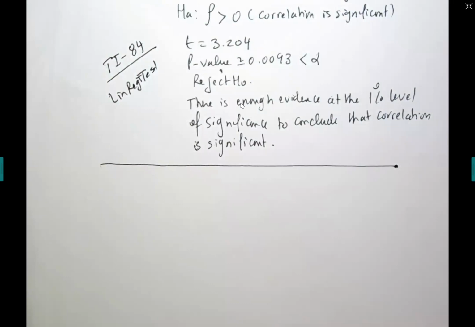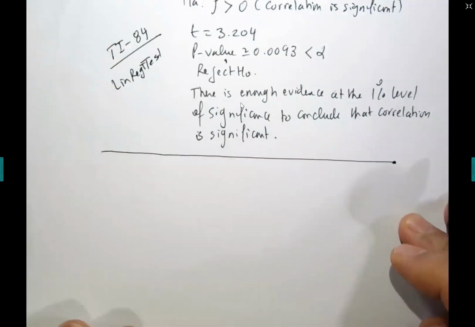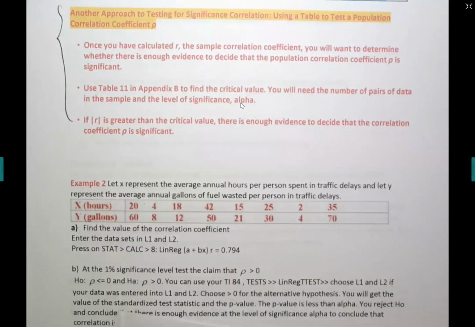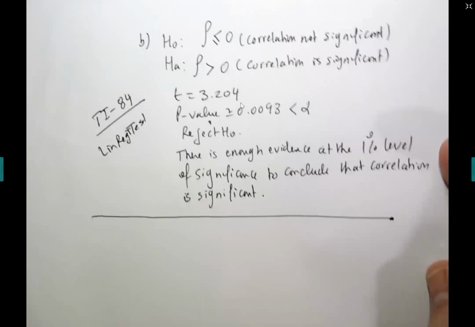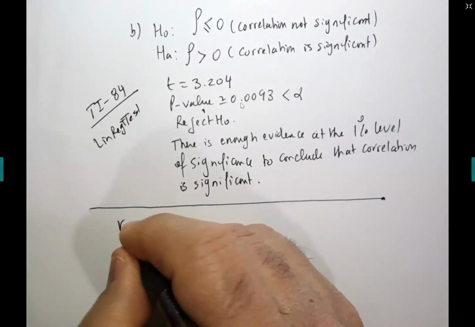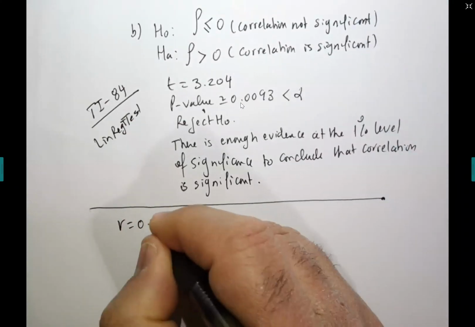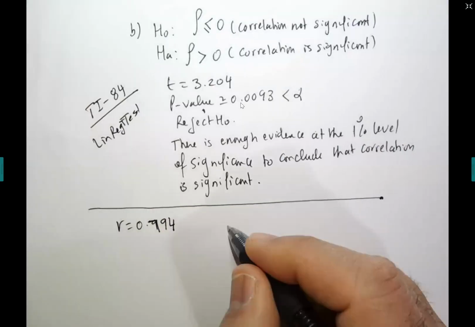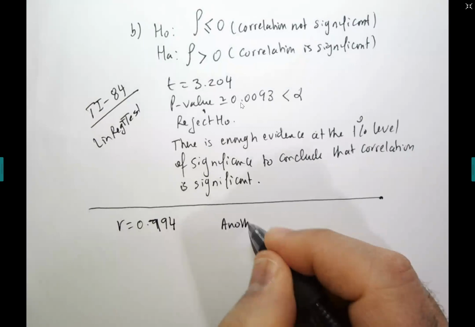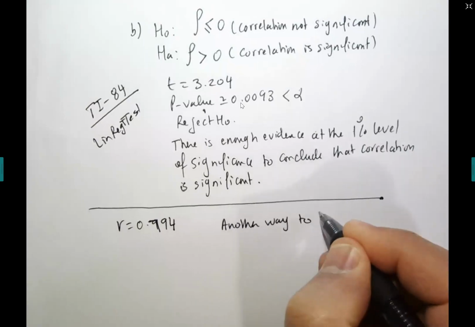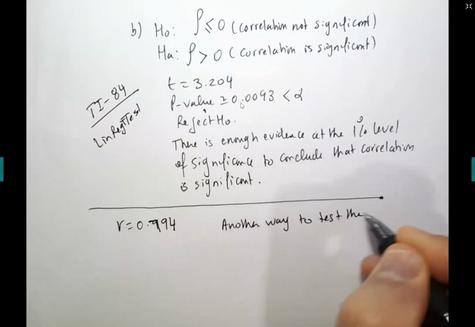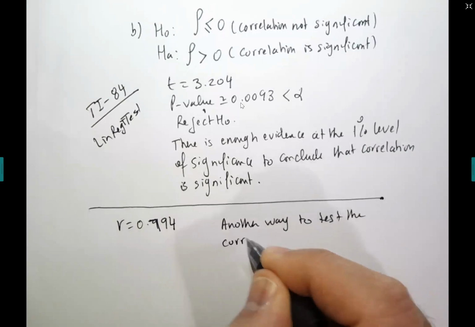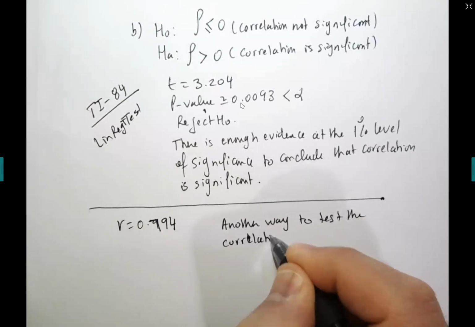Here is another way to do it. What is R? What did we get R for? R was 0.794. I'm going to show you another way to test the correlation.